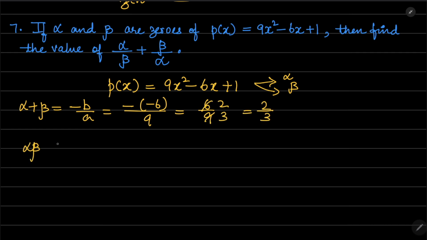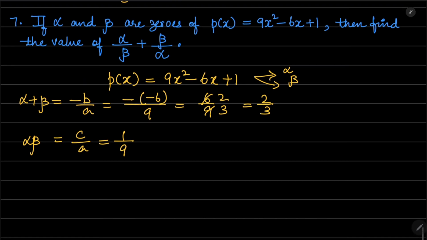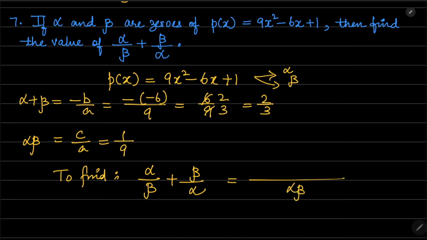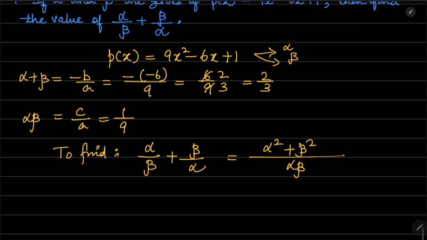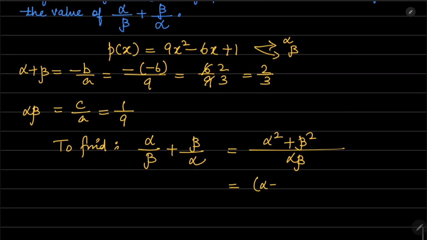What is alpha beta? C by a. What is c? 1, and a is 9. So alpha beta is 1 by 9. Okay, so then what do you have to calculate? To find alpha divided by beta plus beta divided by alpha, what is the LCM? It is alpha beta. So you will get alpha square plus beta square in the numerator. What is the formula? Alpha plus beta the whole square minus 2 alpha beta is the formula for alpha square plus beta square, whole divided by alpha beta.